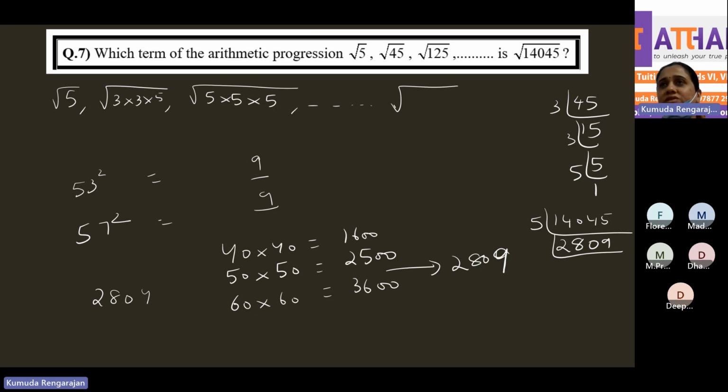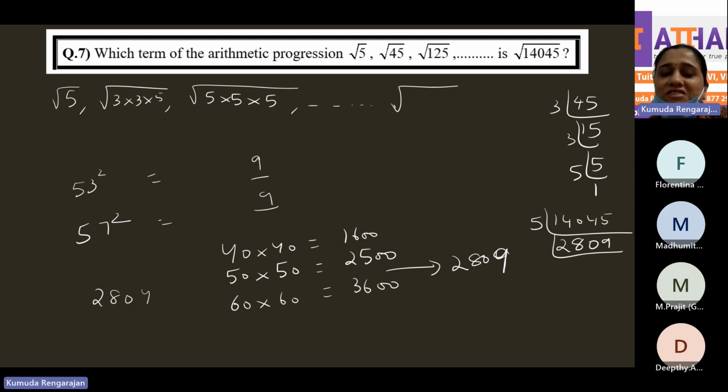Because 53 into 53, 3 threes are 9 you'll get. Or 57 into 57, I'm sorry, 7 sevens are 49. Okay. But it cannot be 57 because 57 is a multiple of 3. Again, test of divisibility. 7 plus 5 is 12. 12 is divisible by 3, which means 57 is divisible by 3.